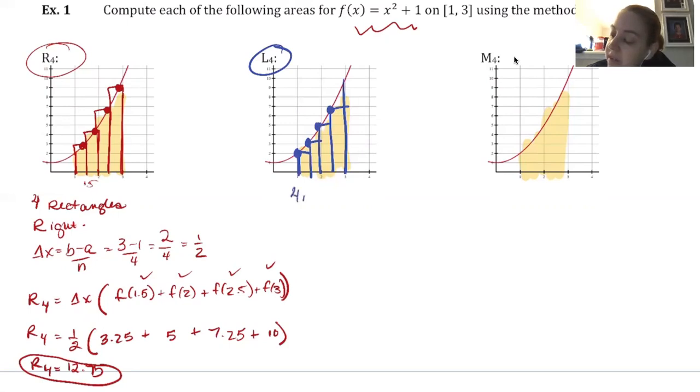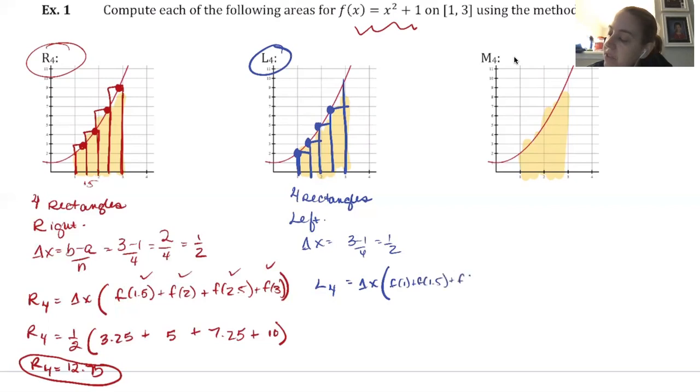So we've got 4 rectangles. They are left-hand rectangles. My delta x is going to be exactly the same. It's 3 minus 1 over 4. It's still 1/2. In fact, this is going to look very similar to the right-hand rectangles. But instead of starting at 1.5, we need the x value for the left-hand side, which is 1. So f of 1 plus f of 1.5 plus f of 2 plus f of 2.5.